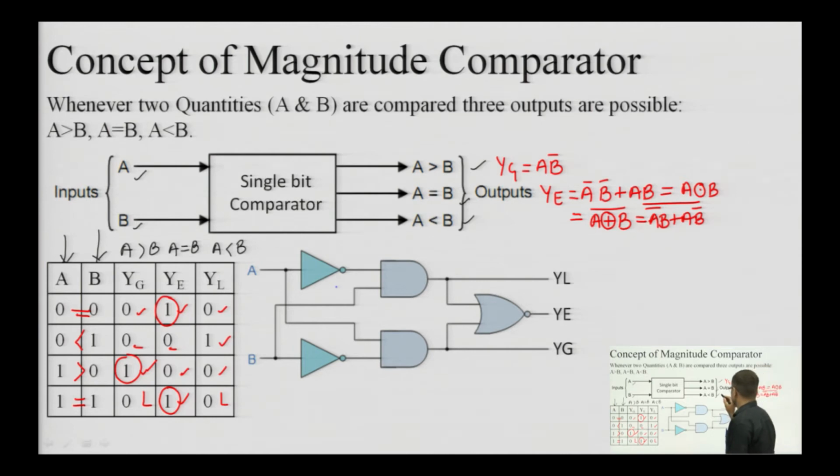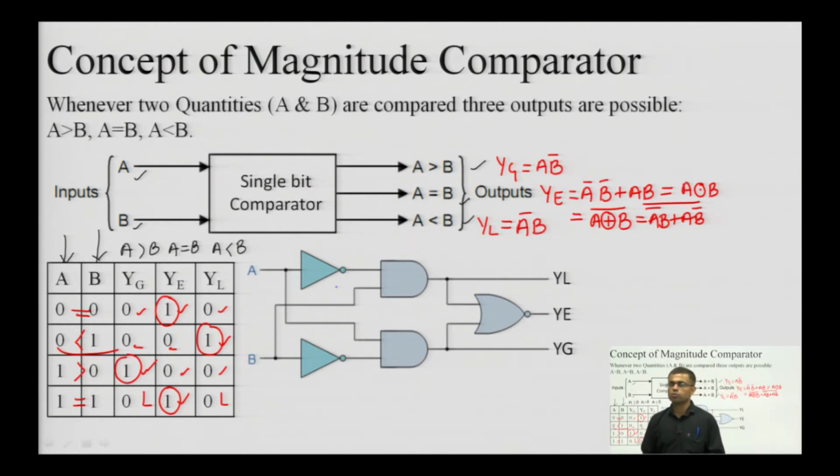Okay. Similarly, for the third one y l, there is a single one here which corresponds to this row, a is equal to 0, b is equal to 1, that means y l is equal to a bar b. Okay. So, we have generated expressions for all 3 outputs of the comparator.